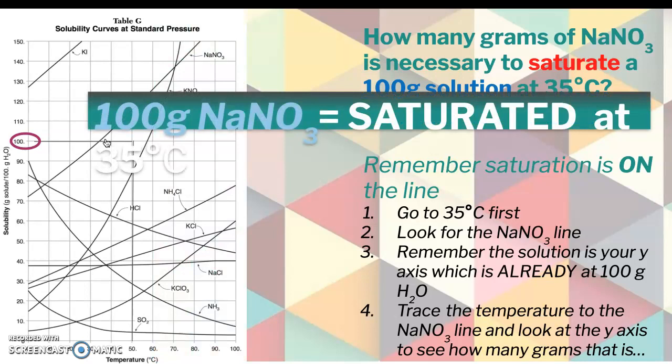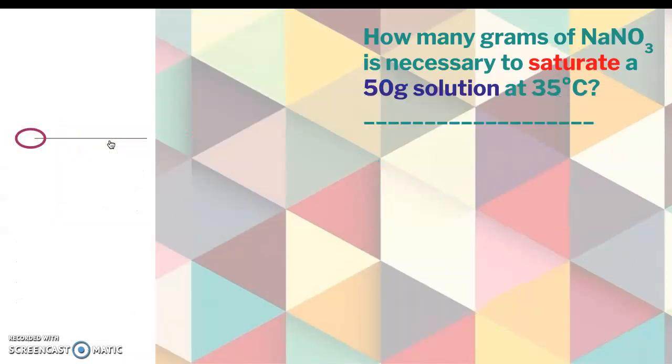Saturated at 35 degrees. Because I go up to 35 degrees, which is here, NaNO3, 100 grams. Perfect. Next example.